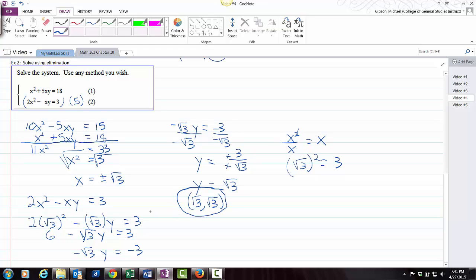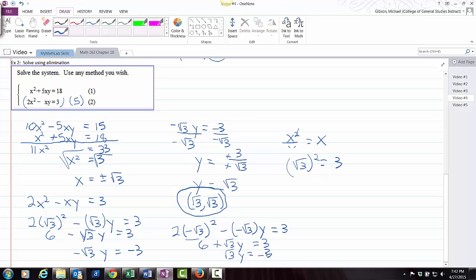So let's stick in negative square root of 3 into the same equation. 2 negative square root of 3 squared minus negative square root of 3 y equals 3. All right, well, when you look at this first one here, when you take a negative and square it, it becomes a positive, right? Negative times negative is positive. So this minus square root of 3 squared is 3 again. 2 times 3 is 6. And then minus minus is a plus. This time it's plus square root of 3y equals 3. Subtract 6 from both sides. I'm going to get square root of 3y equals minus 3.